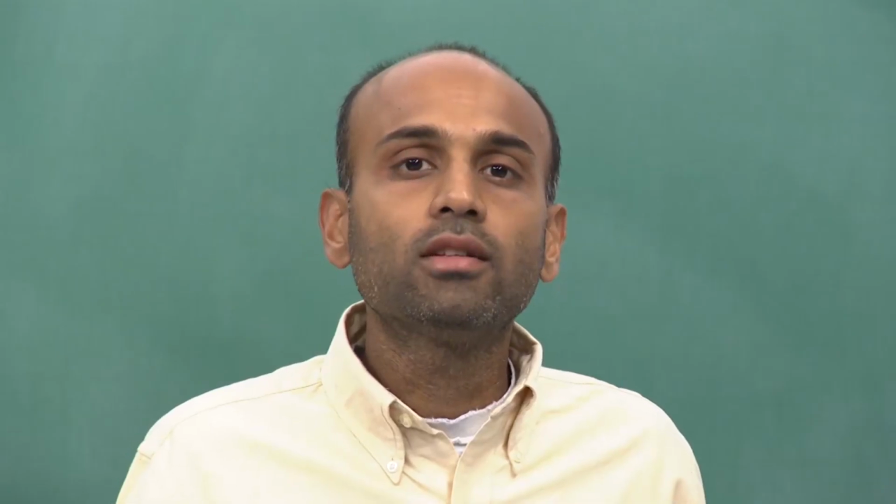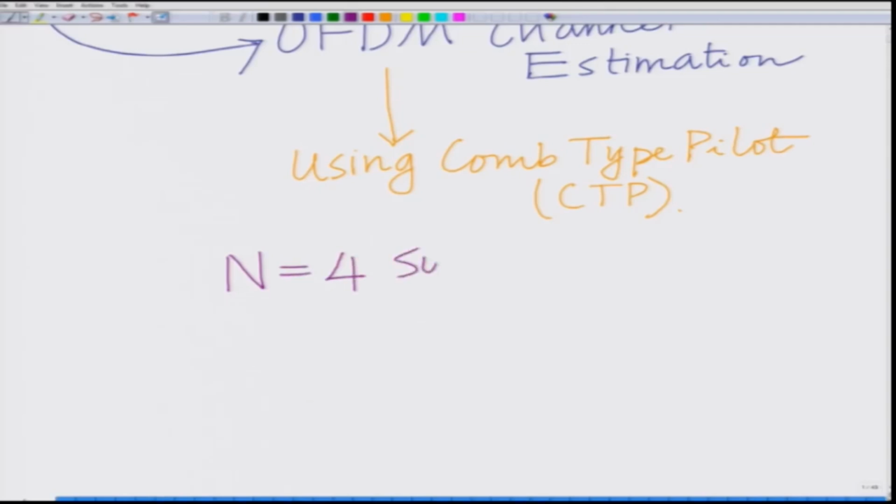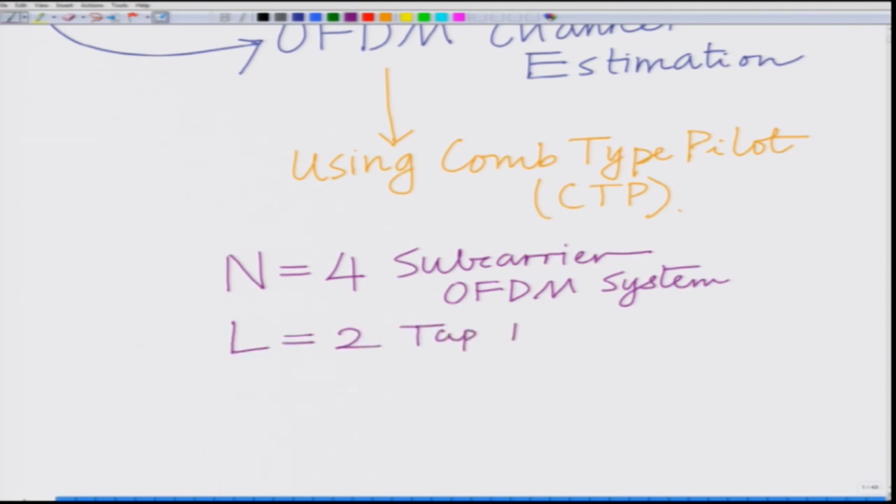So first let us understand what is this comb type pilot transmission, and let us understand what is the motivation for comb type pilot transmission. Okay. So let us go back to our L equal to 2 tap, N equal to 4 subcarrier OFDM system, as we have considered previously also. N equal to 4 subcarrier OFDM system with L equal to 2 tap ISI channel, where ISI stands for inter symbol interference. All of you should be familiar with that by now.